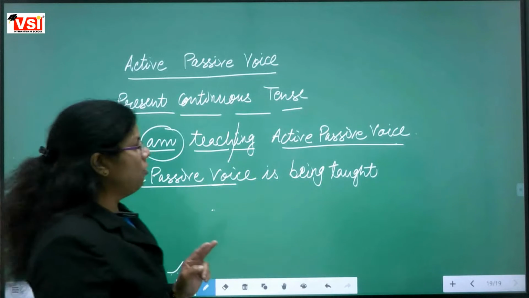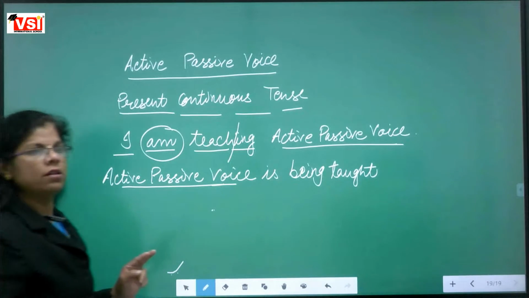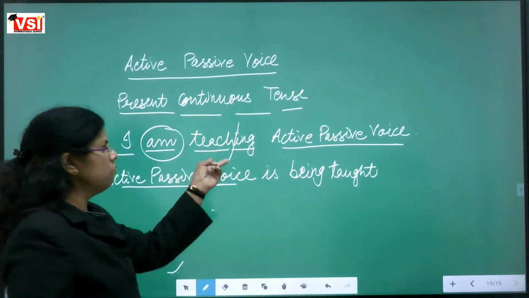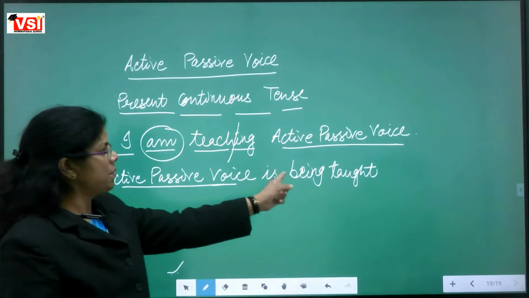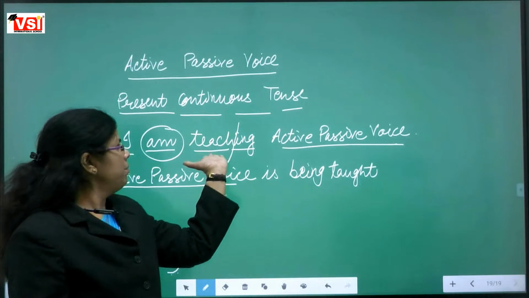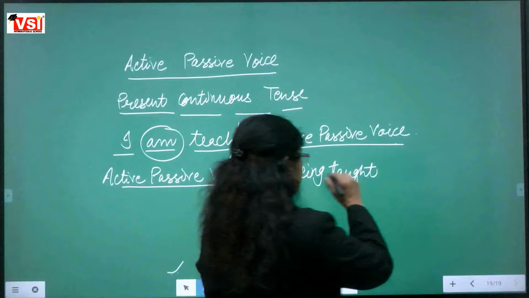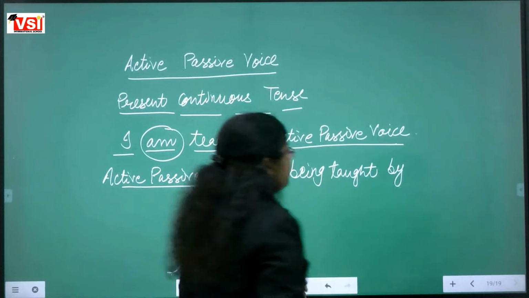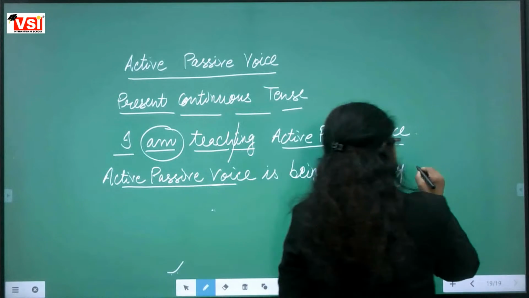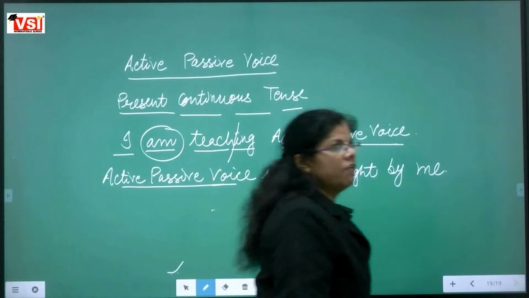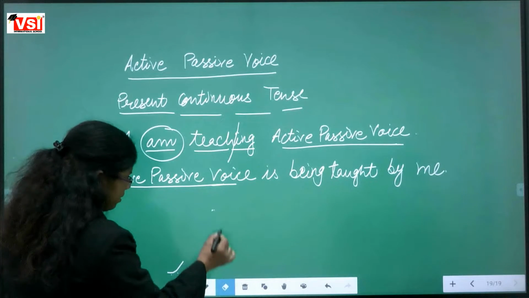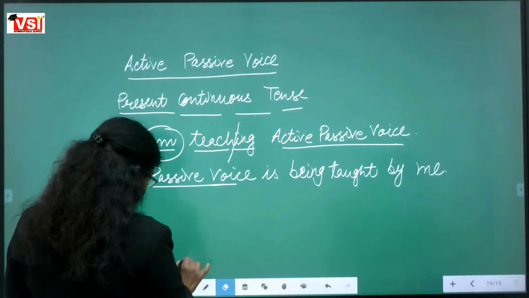Got it? What do we have to do in ing sentences? The sentences which belong to continuous tense, we have to break the word into two parts. ing will be added in be and it will become being. Then the remaining verb's first form will be changed into third form. And now by preposition, and the subject which we are having will be changed into object and it will become me. Have you got the sentence? Any confusion? No, ma'am. Very good.